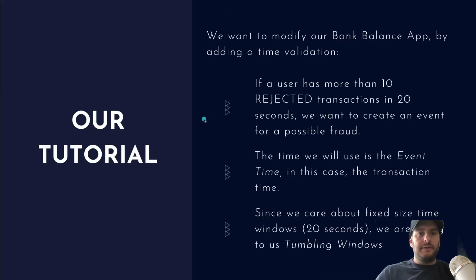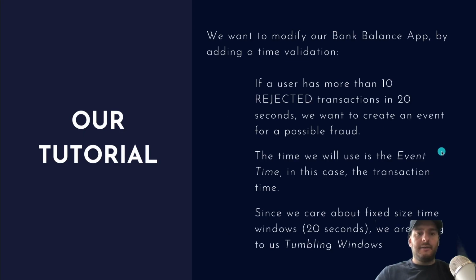So what are we going to do? In our tutorial, we're going to modify our bank balance application by adding a time validation. If a user has more than 10 rejected transactions in less than 20 seconds, we want to create an event for a possible fraud alert.